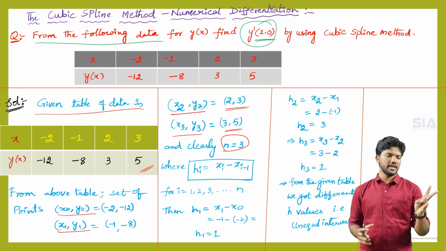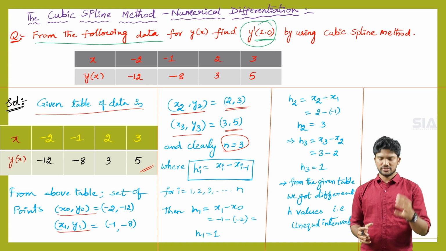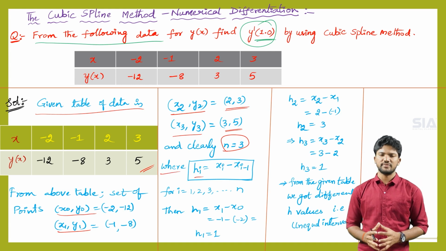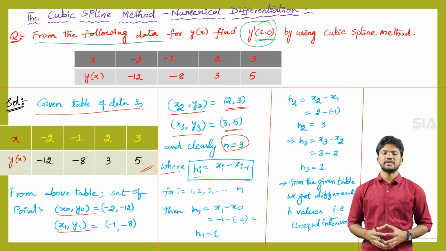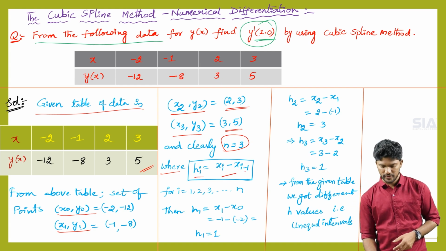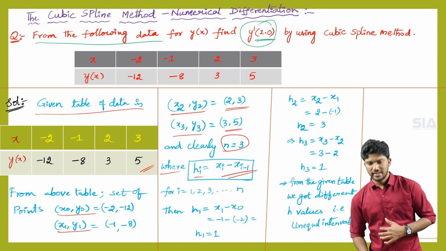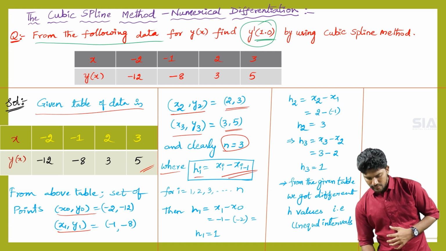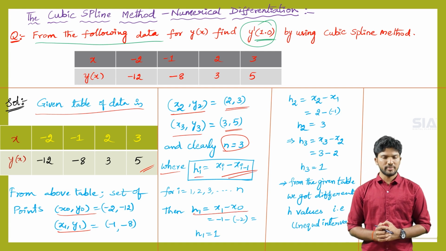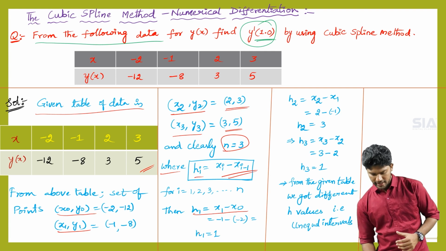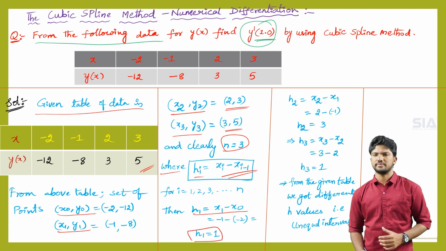So x1, x2, x3, x4, right. Therefore clearly n is equal to 3, where h suffix i is equal to x suffix i minus x suffix i minus 1. You know very well this step size, for i equal to 1, 2, 3 up to small n. Then h suffix 1 is equal to x1 minus x0, that is -1 minus -2, so h1 is equal to +1.